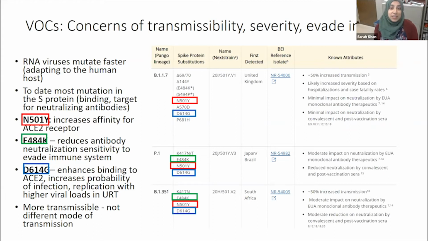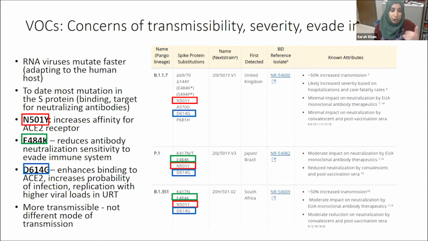So what is going to be the challenge with the VOCs? Well, the concern is that as these RNA viruses are mutating and adapting to us as a human host, they are picking up these mutations, which make them more able to bind to our receptors, reducing our ability to develop antibodies to sensitize, or basically evading our immune system, and also the potential to replicate with higher viral loads in the upper respiratory tract, therefore making us more infectious as hosts.